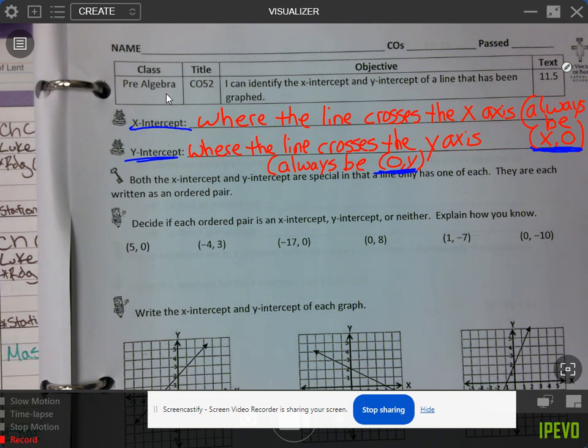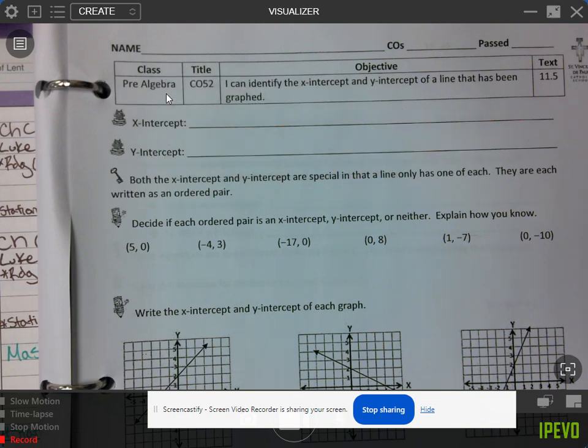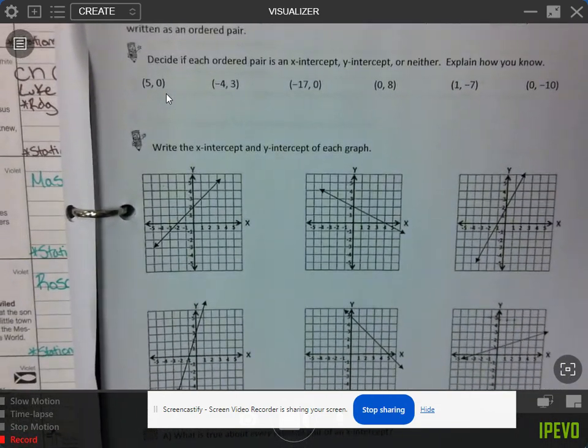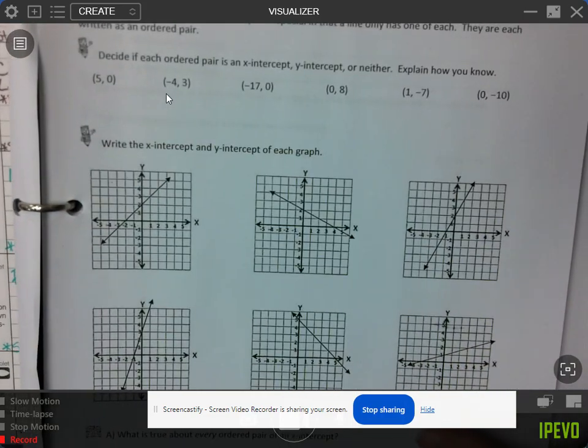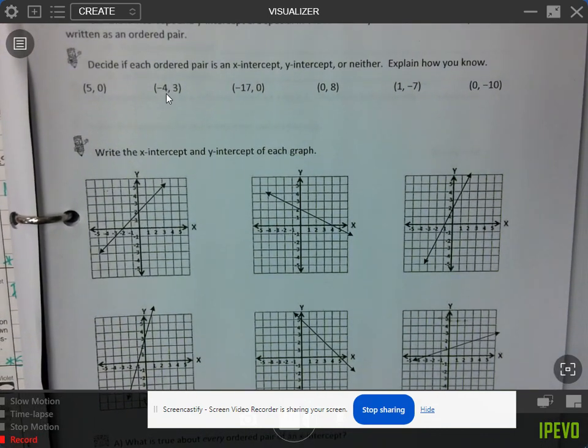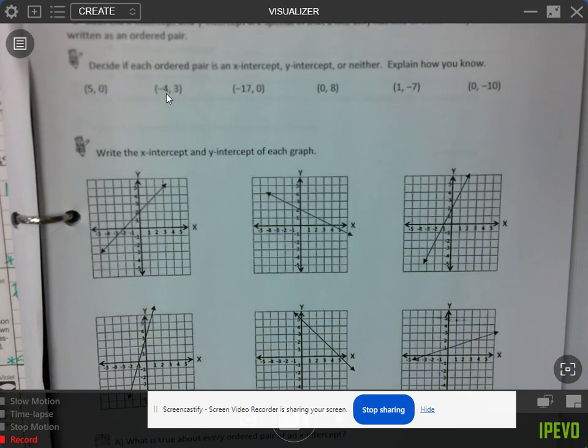So both the x-intercept and the y-intercept are special in that a line only has one of each. They are each written as an ordered pair. So let me erase and move up. So we need to decide if each ordered pair is an x-intercept, a y-intercept, or neither. Explain how you know. So let's look at our first one.